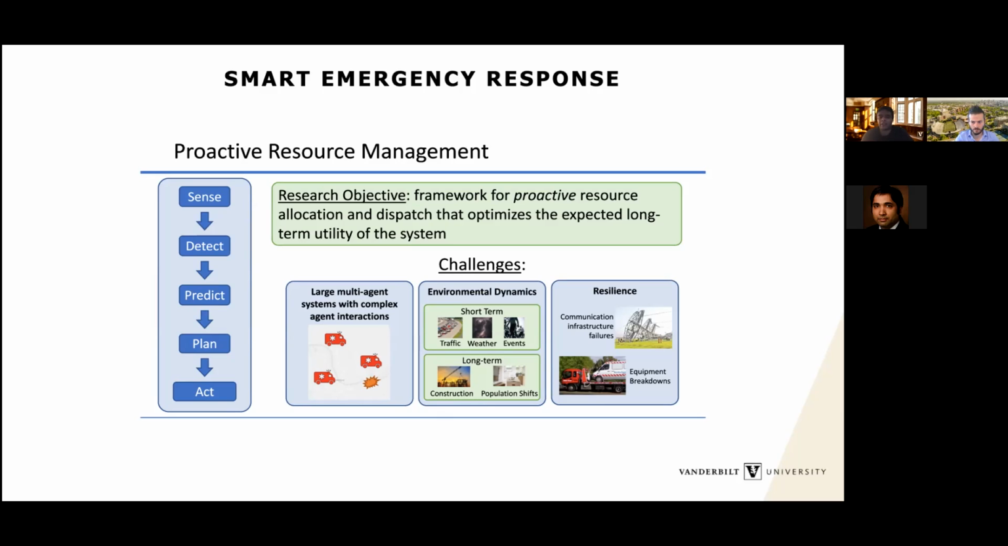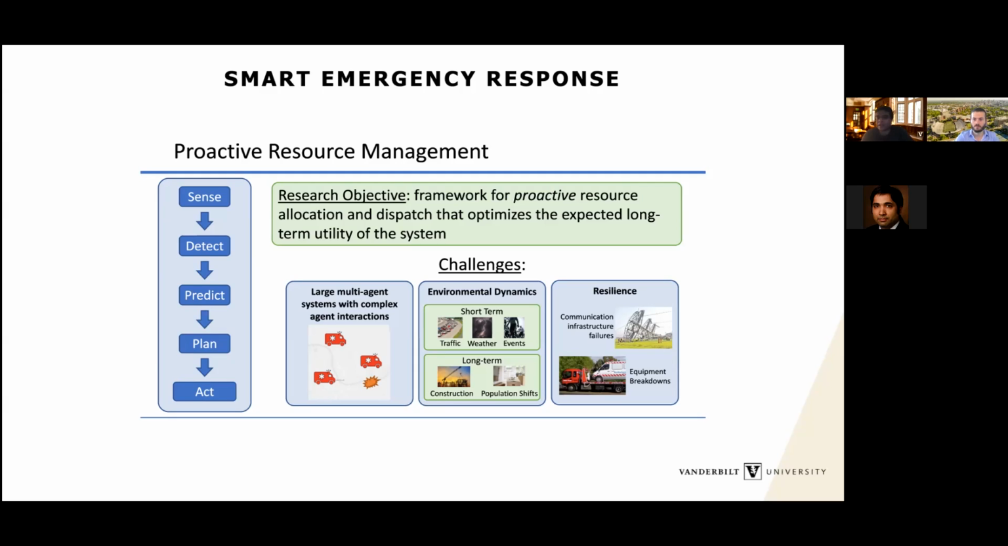So large multi-agent systems are extremely complex. There are agent-based interactions. The environment in which these systems are deployed is complex. There are short-term dynamics like traffic, weather, and events. For example, there could be sports events in cities that affect the distribution of these incidents. There are also long-term environmental dynamics that change. For example, there could be a construction in some part of the city, and that might completely alter the way traffic accidents happen in the city.